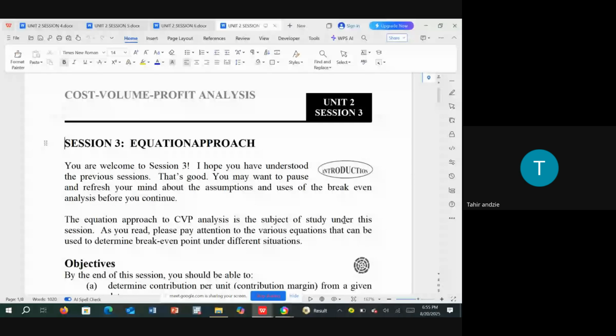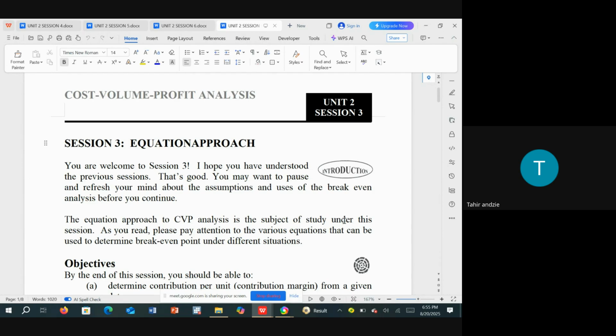And because we want to get the quantity, we have to divide both sides by the selling price minus variable cost per unit. And so the quantity at the break-even point will be equal to fixed cost divided by selling price minus variable cost, where we said that the selling price minus variable cost is referred to as the contribution per unit. And so that was how we arrived at the break-even point in units formula.